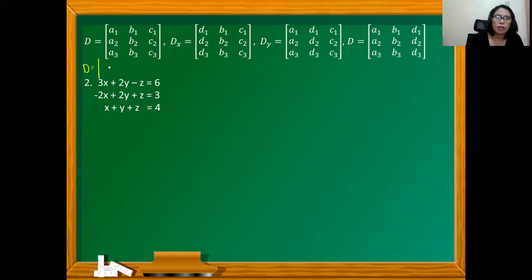So d is equal to the determinant of a, b, c. So we have 3, -2, and 1, 2, 2, 1, and -1, 1, 1. So if we're going to consider the third column, expanding by minors, the first element is, so this is plus, minus, plus, but this is negative. So this would be -1 times its minor.